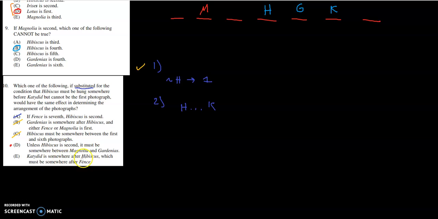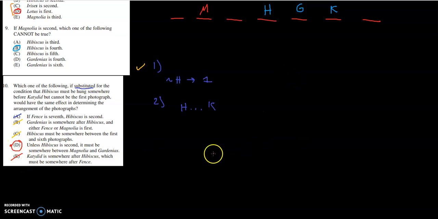E. K is somewhere after H, which must be somewhere after F. I don't like that. So it does the first thing. K has to be after H. That's good. But H doesn't necessarily have to be after F. That's introducing a new rule that we did not have. It's not one of these things. So that's out for sure. Okay. So it's got to be D, but let's just play with this for just a second.